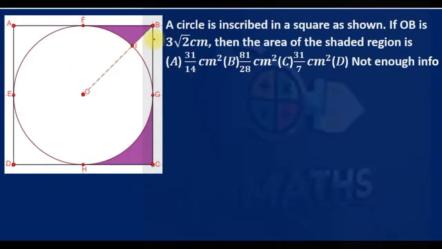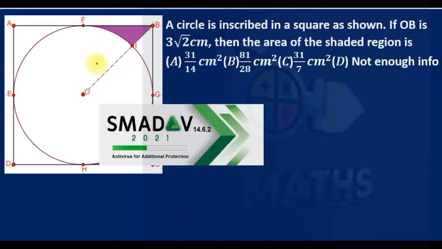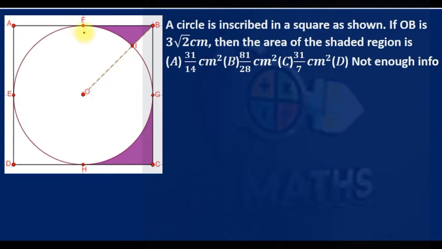Okay, we are given the diagram and we are asked: a circle is inscribed in a square as shown. If OB is 3 root 2 cm, then the area of the shaded region is dash. Okay, so what I will do, I'll first join F to H. Once I join it, you can see that it will form a rectangle FBCH.